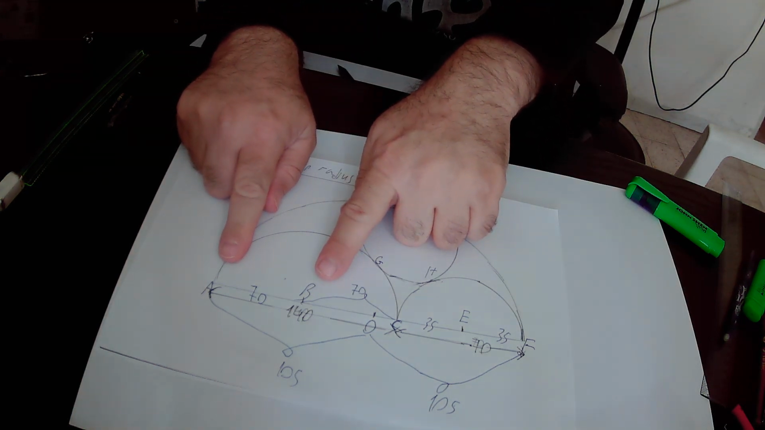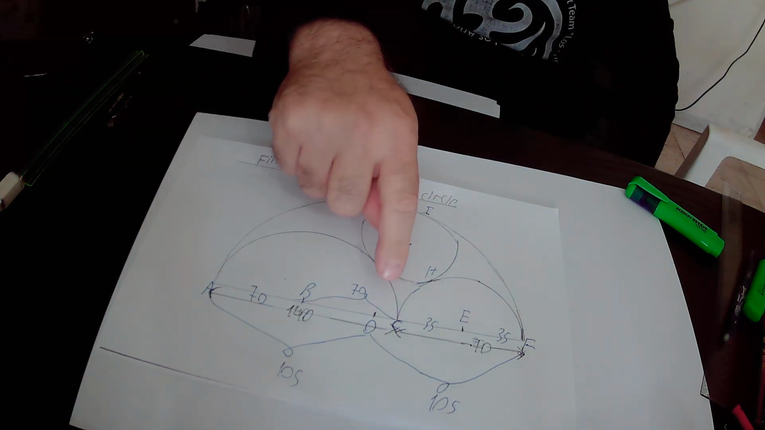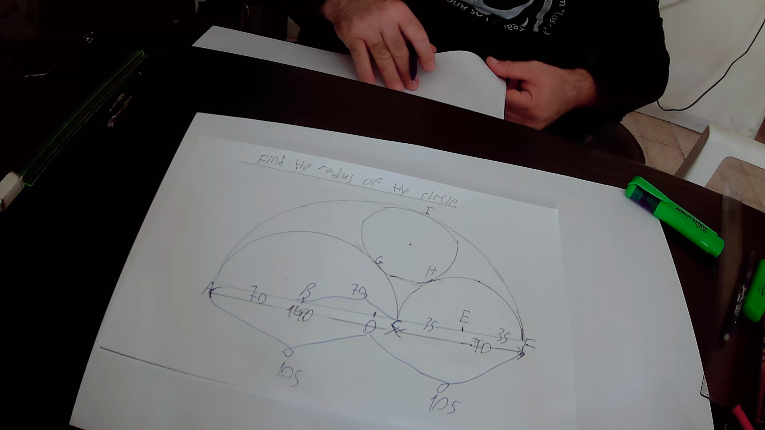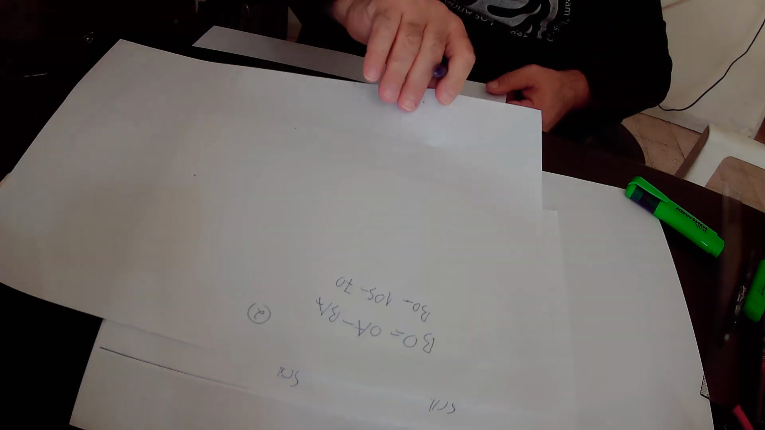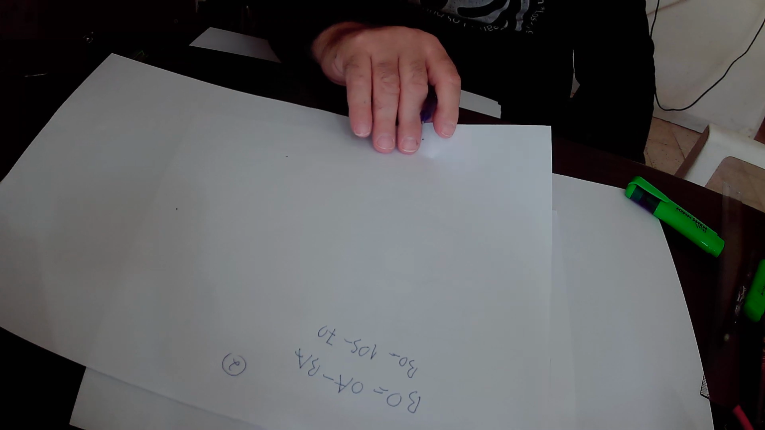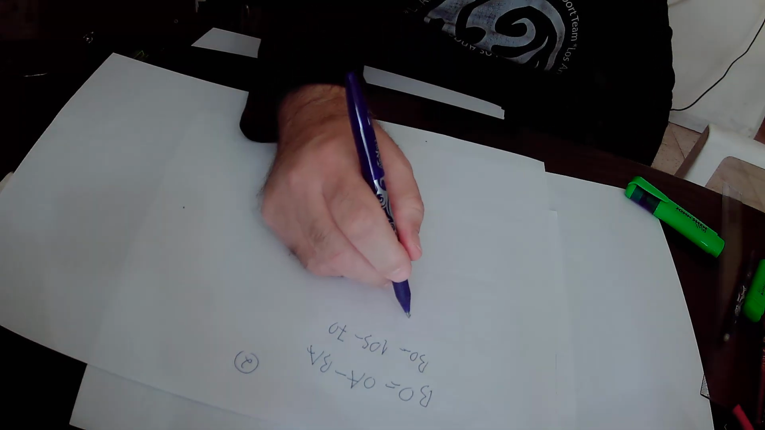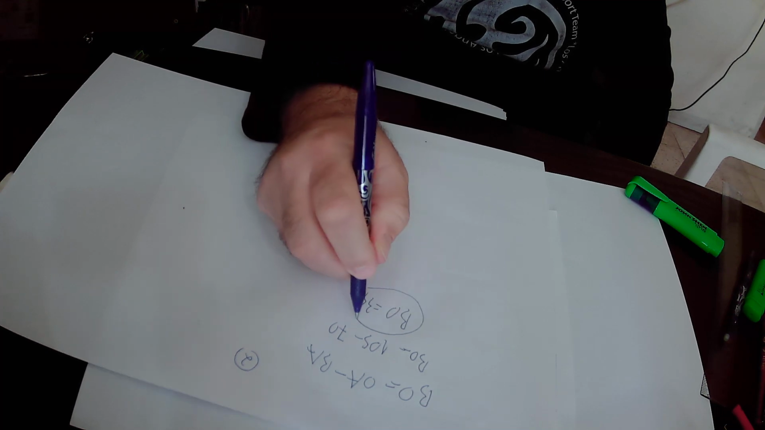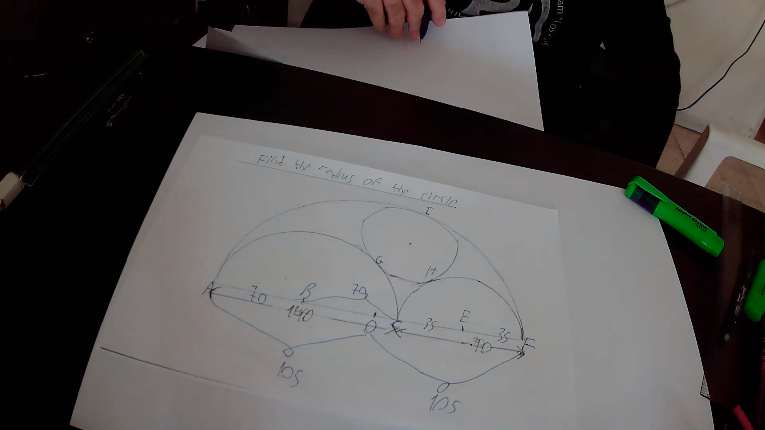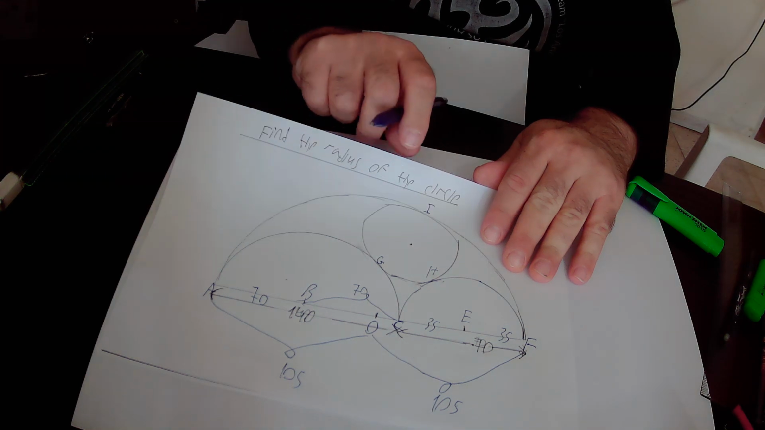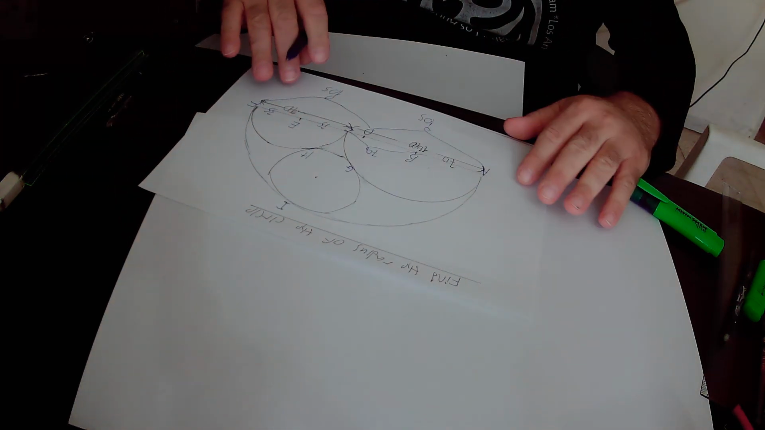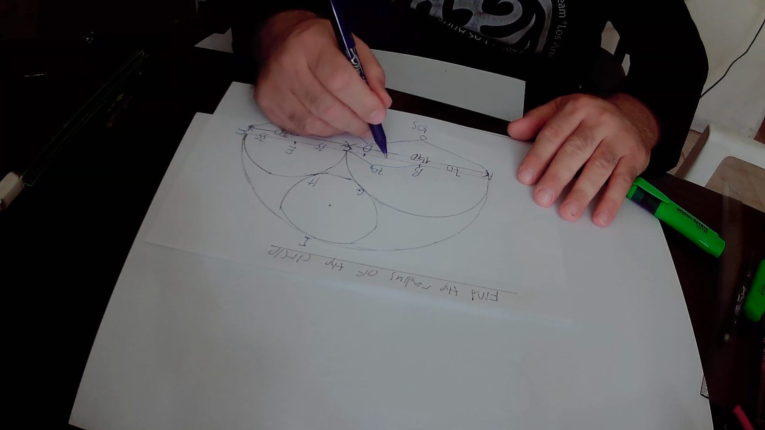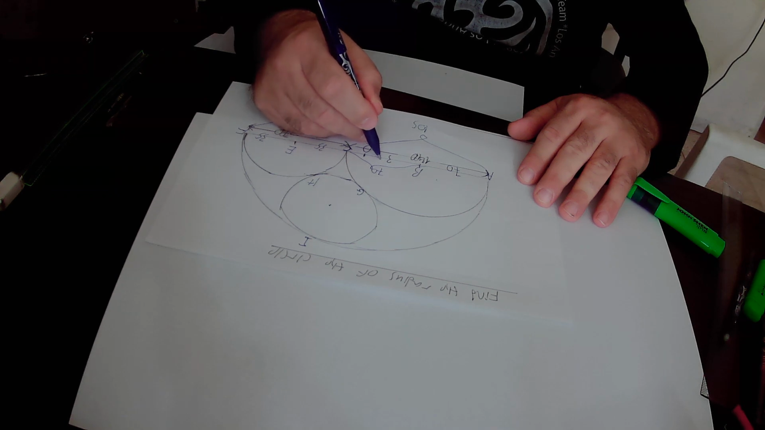Minus BA. BA equals 70 units. It's the radius of this semicircle. So, in conclusion, we found out that BO equals 105 units minus 70 units. 105 minus 70 is 35 units. So line segment BO equals 35 units. You can write here that BO equals 35 units.